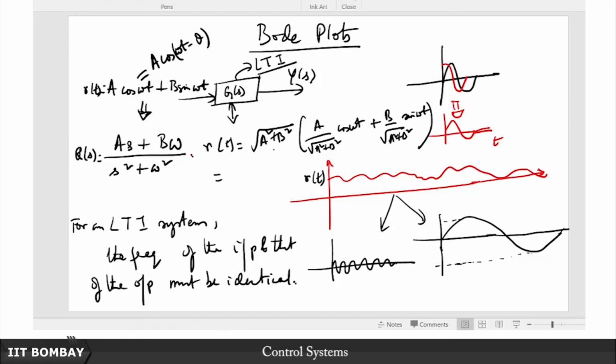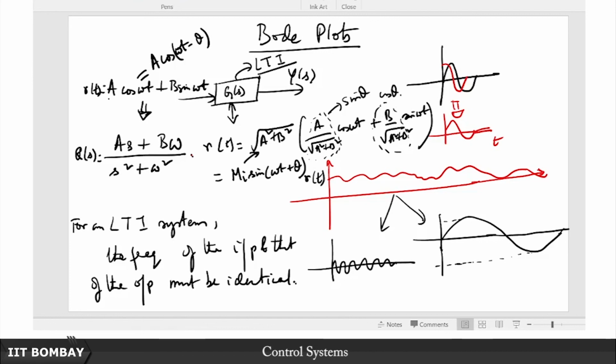So if I now write this, this is the m_i input, so m_i is basically nothing but the square root of a squared plus b squared, and then I can write this as, let us say, sin theta, and this as cos theta. So basically then I had an input which was m_i times sin theta cos omega t plus cos theta sin omega t, which is nothing but sin of omega t plus theta.